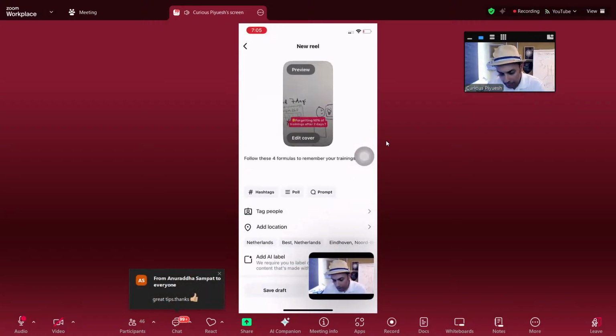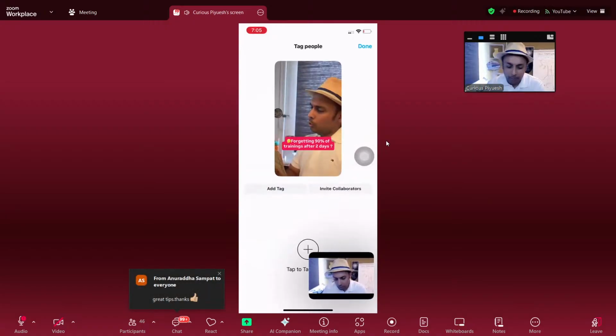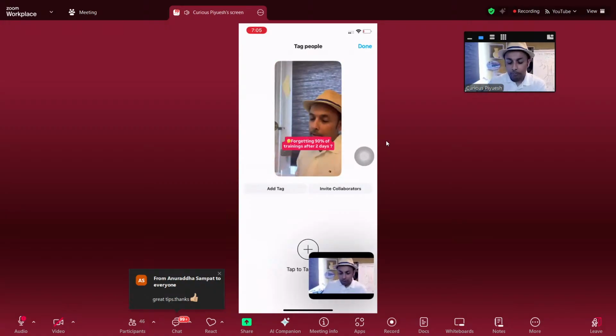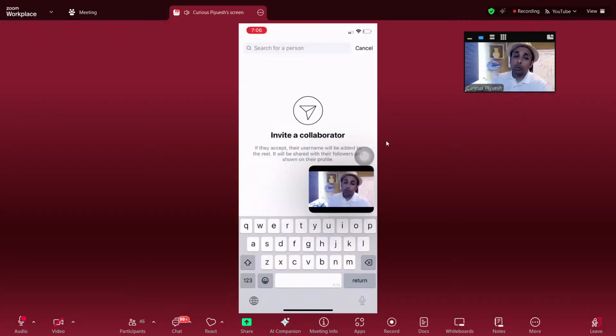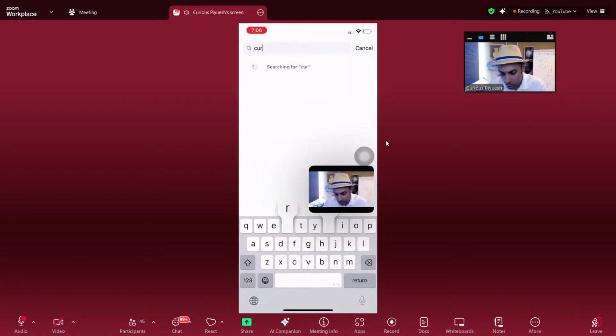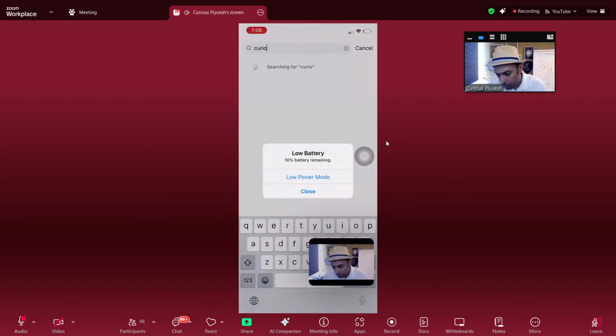Now in this, because I'm also there and I have 2 accounts, this is my business account. I'll invite myself as collaborator. This is my suggestion to you. Whenever you are posting any sketchnote reels, try to invite Visual Thinking School as collaborator. So when we accept your reel, then this reel will be on our feed as well. That means more people will see your content. So this is Curious Piyush.